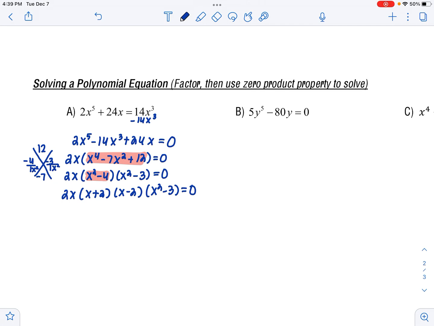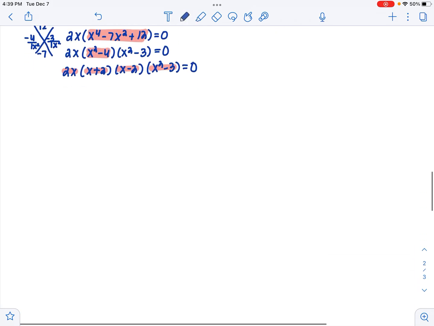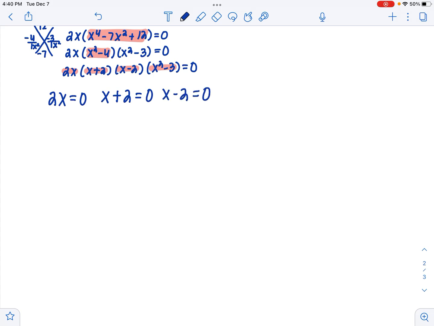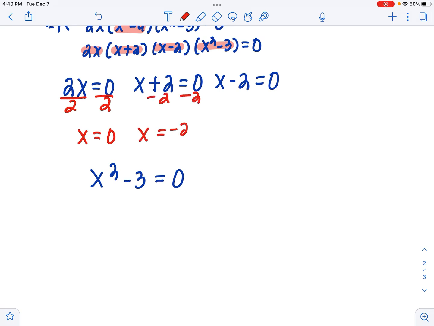So now I can set each factor equal to 0 and solve. So I have 1, 2, 3, 4 factors. So we're going to set each one equal to 0 and solve. 2x equals 0. X plus 2 equals 0. X minus 2 equals 0. And x squared minus 3 equals 0. So the first one here, I have to divide both sides by 2. And I get x equals 0. There's my first solution. Here I have to subtract 2 from both sides, and I get x equals negative 2. Here I have to add 2 to both sides, and I get x equals positive 2.